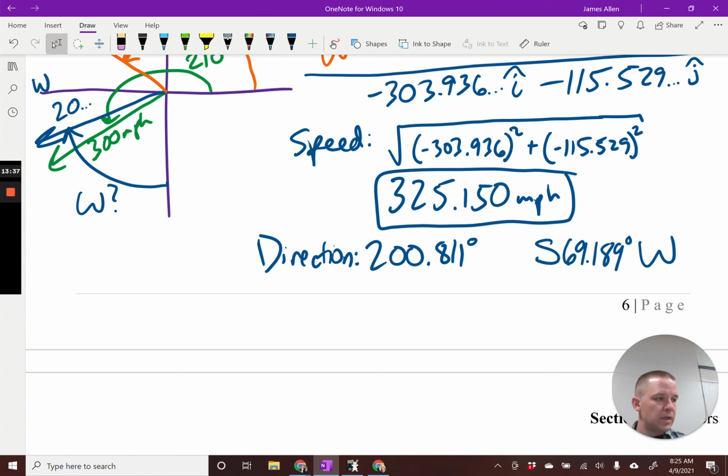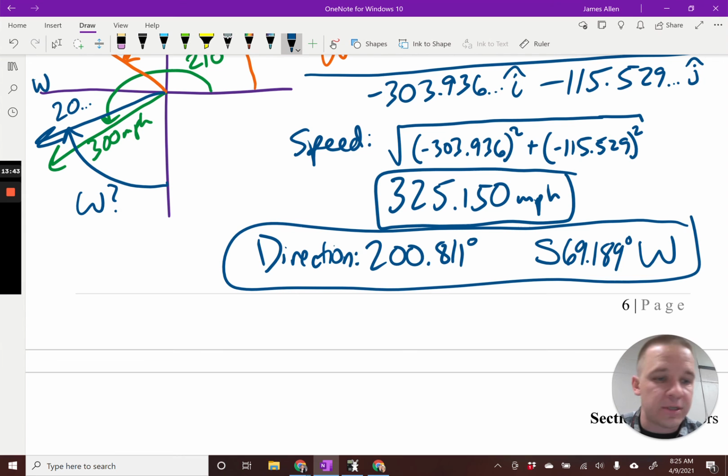There it is. I like it. So either one of those is acceptable. If it says to give it in compass directions, you would do the second one. If it says trig is fine, you would do the first one. All right? Hopefully that helps.